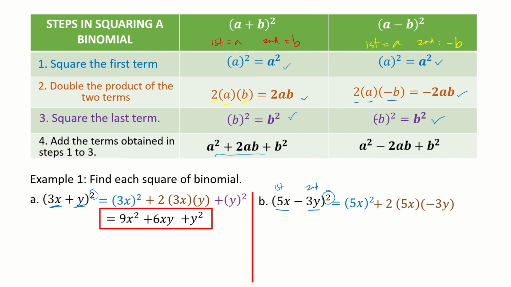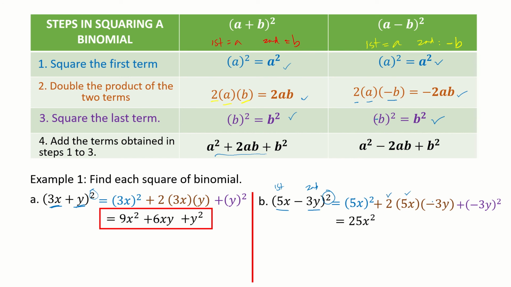Because you can take this as negative 3y. Then finally, third step, square the last term. So the last term is negative 3y. You get its square. So, simplify. The square of 5 is 25. Then x raised to the power of 2 is just x squared.